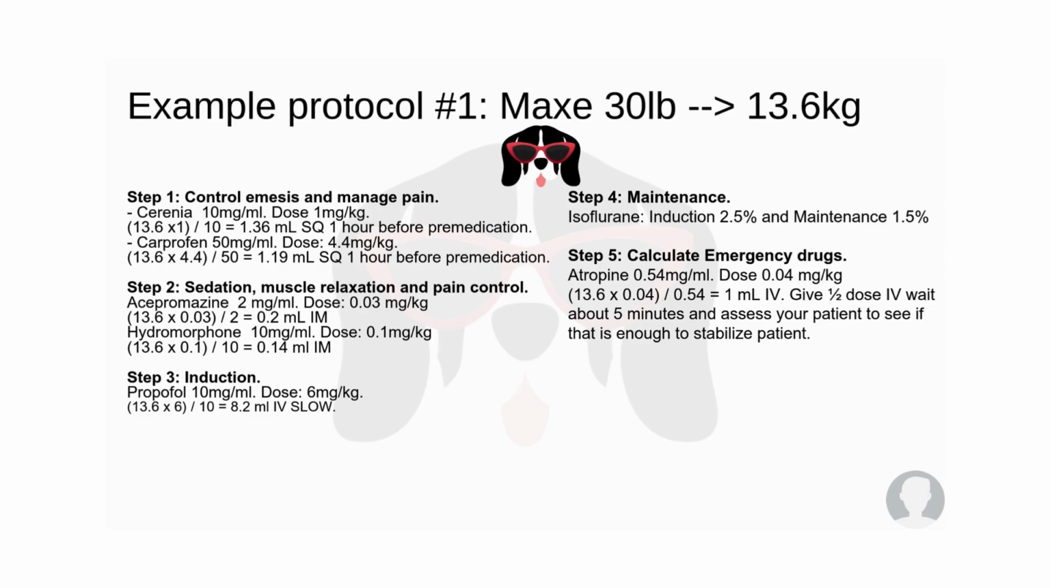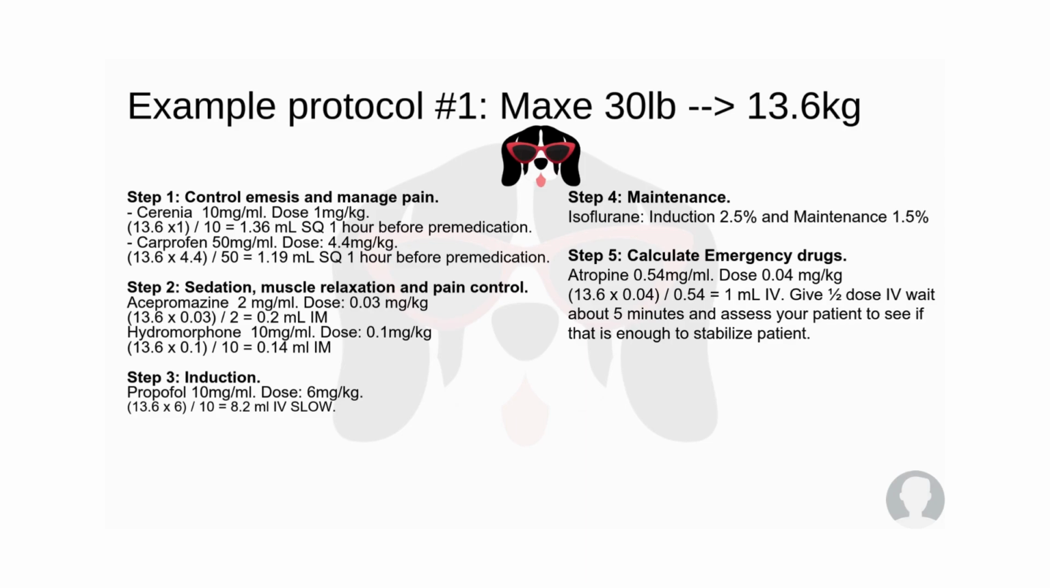I chose to use acepromazine and hydromorphone. For acepromazine, I'm going to use the 2 milligram per ml concentration. The dose will be 0.03 milligram per kg. So if Max is 13.6, I'm going to multiply by the dose, that is 0.03, and divide by the concentration. So Max is going to need 0.2 ml IM. And then the hydromorphone, he will need 0.14 ml that I'm going to give IM.